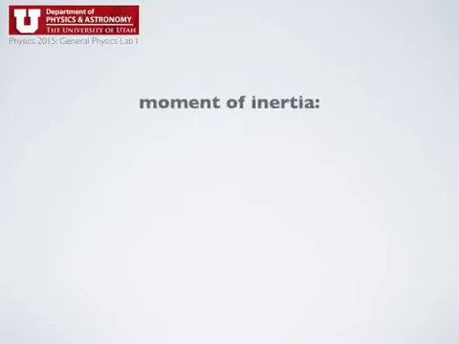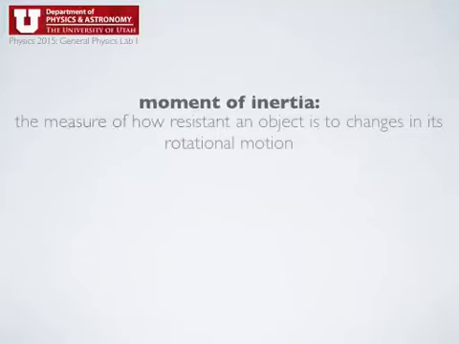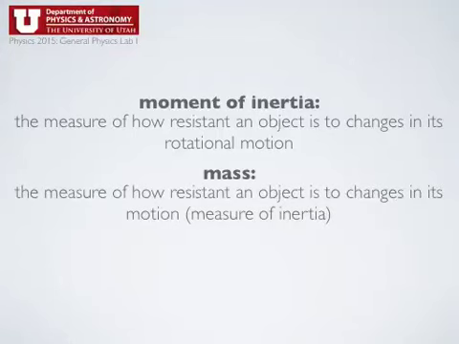Moment of inertia might be a particularly new term. The moment of inertia of an object is the measure of how resistant it is to changes in its rotational motion. This may seem a bit abstract, but if you think about it, so is the idea of mass. Mass is the measure of how resistant an object is to changes in its motion. This resistance to a change in motion is the object's inertia. The moment of inertia, then, is just a special case of mass in the context of rotational motion.